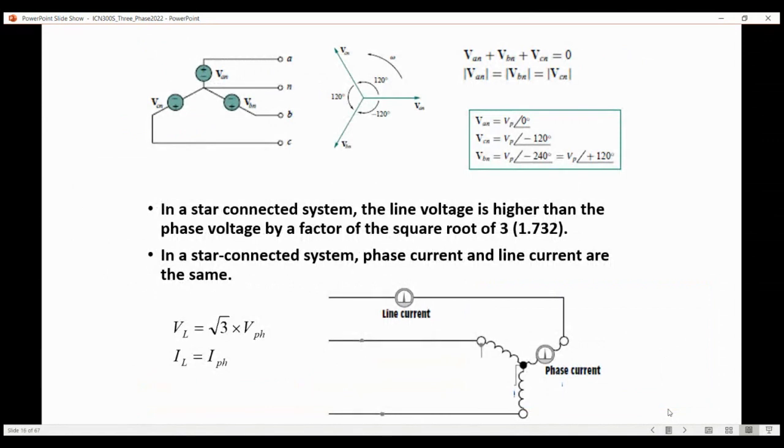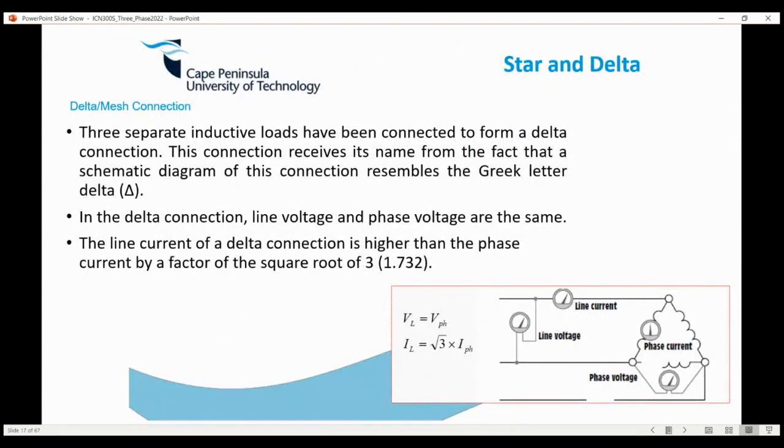What's important here is that the phase current is equal to the line current, which is a very important thing to know. However, your line voltage is √3 times V phase. There is a whole explanation of where the √3 comes from, but when you're dealing with three-phase systems, always be aware that there's going to be a √3 somewhere. I think if you watched my lecture on three-phase, you probably know this. So yeah, that's very important. The other way to configure it is your delta or mesh connection.